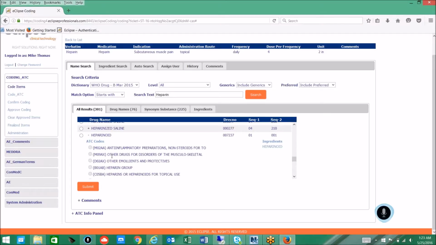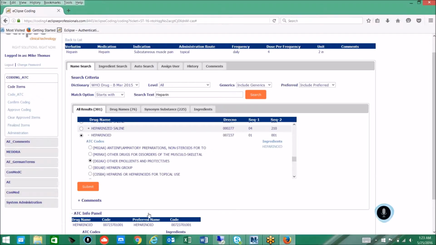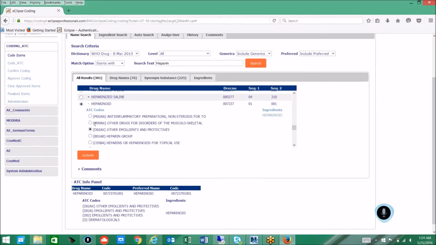When we look at the ATC codes for heparin, we see that we have 3 ATC classifications from which we can choose. But if we were interested in a topical heparin, say like Hydroid, we now see 7 different ATC codes. We may choose heparins for heparinoids for topical use, third option, if we're interested in increasing blood flow to a certain area. Or we may choose anti-inflammatory, first option, if we were more interested in treating subcutaneous muscle pain from a sports injury.